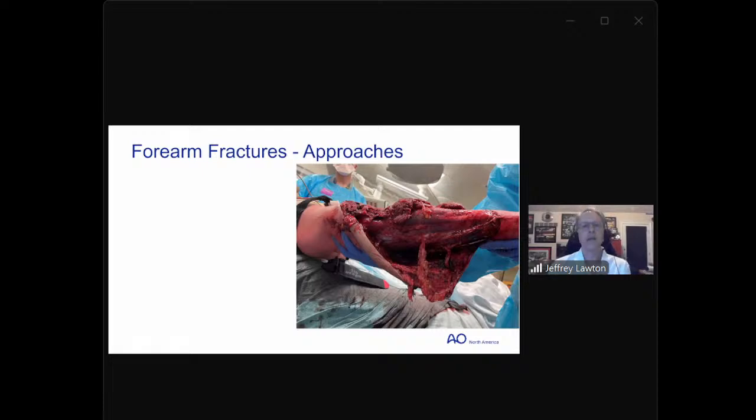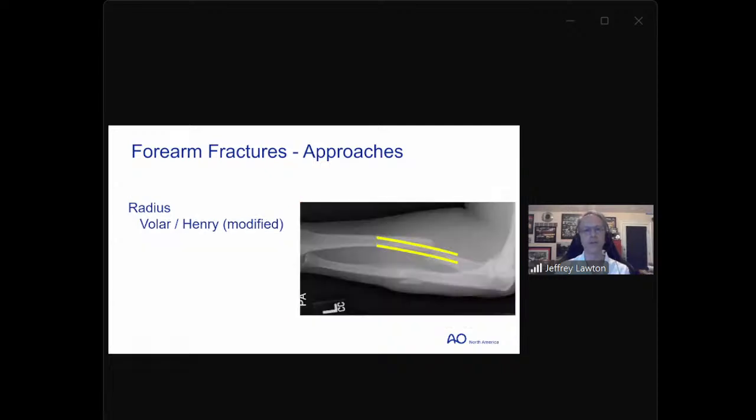So, when we talk about forearm fractures, sometimes the approach is done for us, but usually we're doing various approaches. So the ulna, the traditional ECU, FCU approach, although as Dr. Zelenski pointed out, sometimes we're going volar, sometimes we're going dorsal. And the radius most commonly utilized is the volar or modified Henry approach. Again, we're going to focus on the dorsal or Thompson approach.